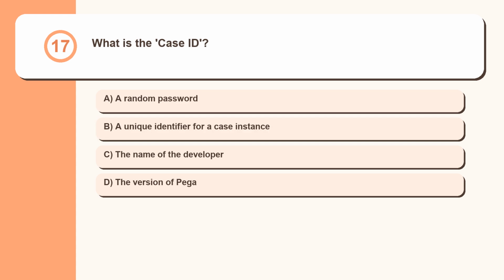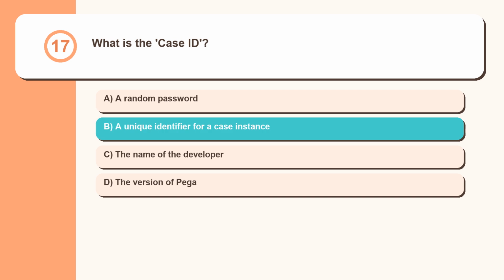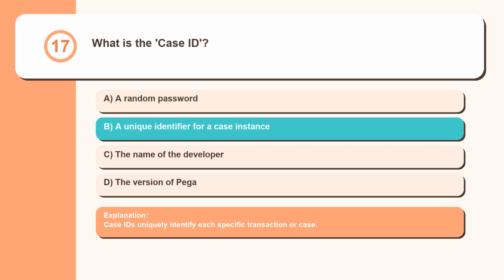Question 17. What is the case ID? A random password, a unique identifier for a case instance, the name of the developer, the version of Pega. Case IDs uniquely identify each specific transaction or case.